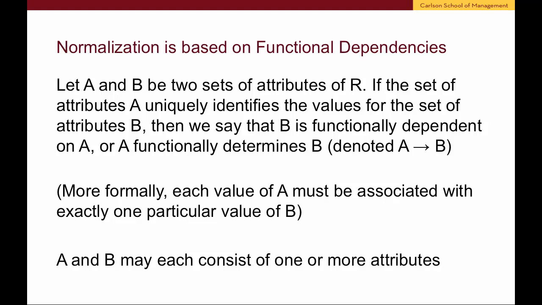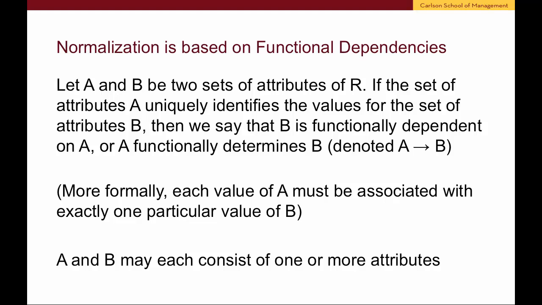We'll start with the formal mathematical definition, where we have A and B, two sets, and basically A uniquely identifies the values for the set of attributes B. Then we say that B is functionally dependent on A, and we sometimes write this with a little arrow. A determines B is sometimes how it's said. You could also say each value of A must be associated with exactly one particular value of B. And then A and B are both sets of attributes. So for example, if you had a composite key, that could make one of your sets A or B.